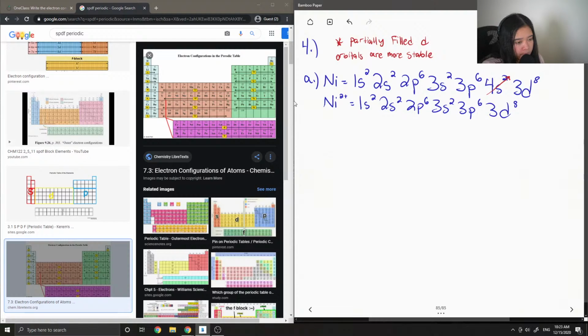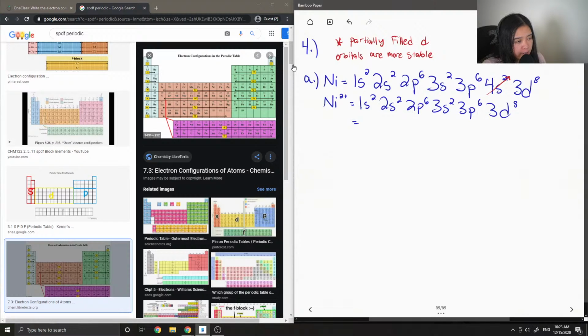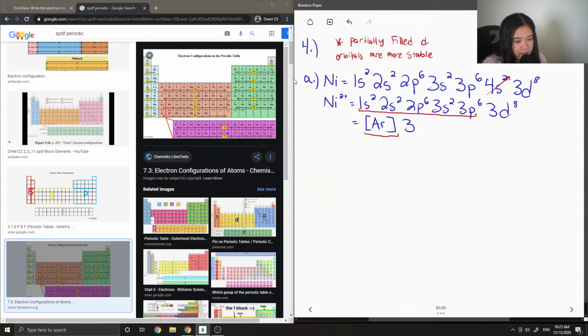If we were to write the shorthand configuration, you would just look at the noble gas that comes before nickel. It's argon, so we put argon in square brackets, which has the same electron configuration as 1s2, 2s2, 2p6, 3s2, 3p6. Then we just write 3d8. This is the shorthand electron configuration of nickel 2+.